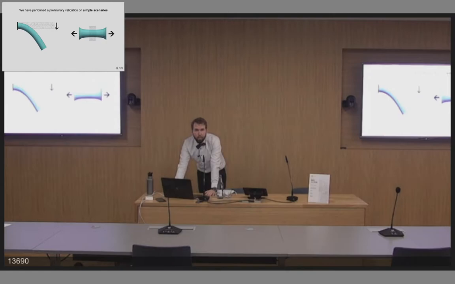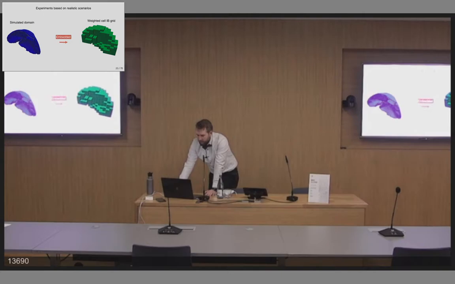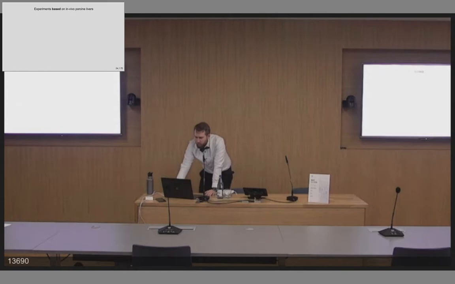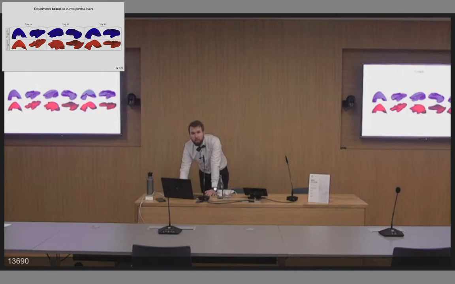So we figured if we go with a complex scenario, let's go directly to simulating a liver, right? That's the end goal. So let's do this. We embedded the surface of a liver inside weighted cell immersed boundary grids to test this out. We were quite lucky. We had some data from Oslo University Hospital of three pig livers. So here in blue, we have CT scans. It's the side view and the bottom view of the liver for each of our three pigs. And in red, we have the intraoperative one after inserting gas into the abdomen of the pig, so pneumoperitoneum.